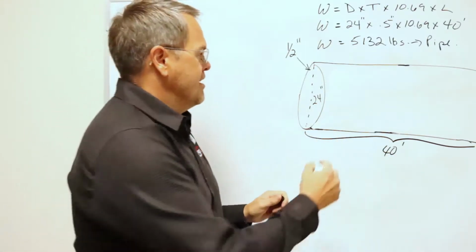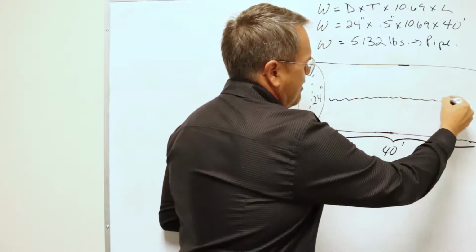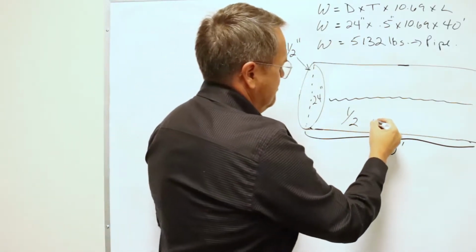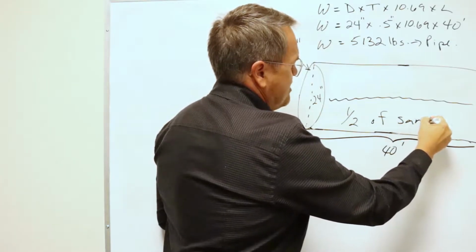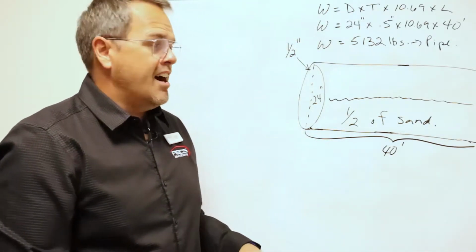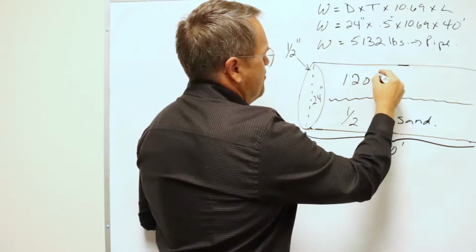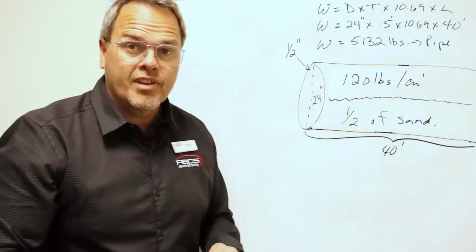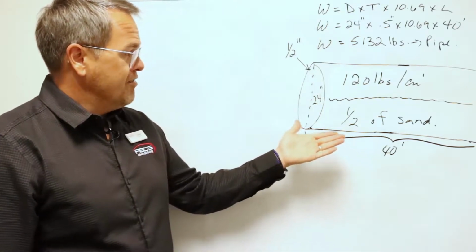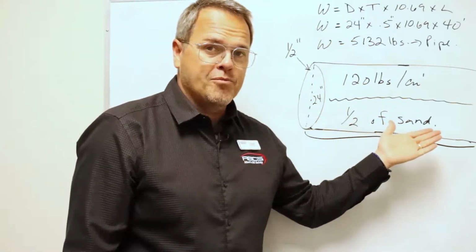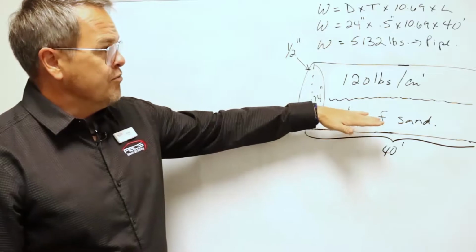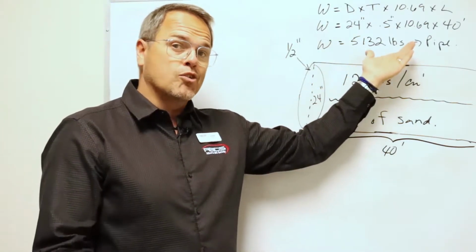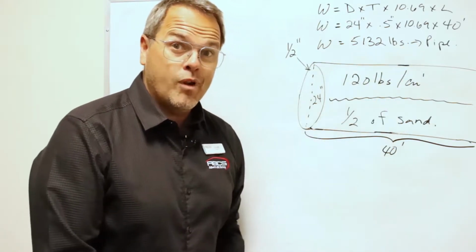I just want to continue on with finding the weight of pipe, but this time our pipe is going to be half full of wet sand. Now, wet sand weighs approximately 120 pounds per cubic foot. So really what we need to do is find out how many cubic feet of sand we have in our pipe and then multiply it by what it weighs per cubic foot. And then we add that to our weight of pipe that we found in an earlier segment, and away we go.